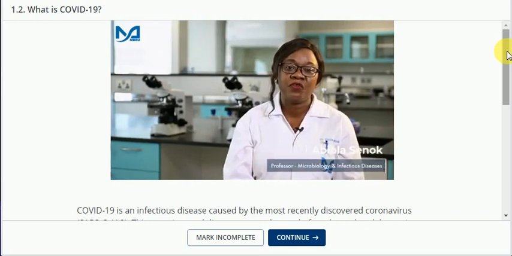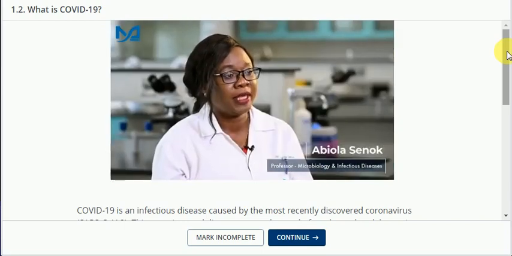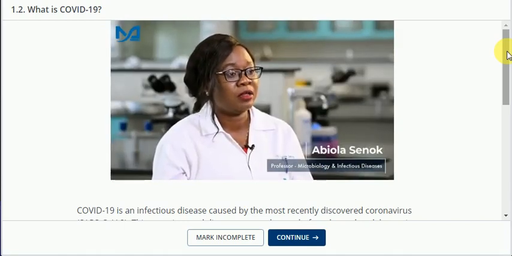Antibiotics do not work against viruses. They work on bacterial infections. Therefore, antibiotics should not be used as a means of prevention.